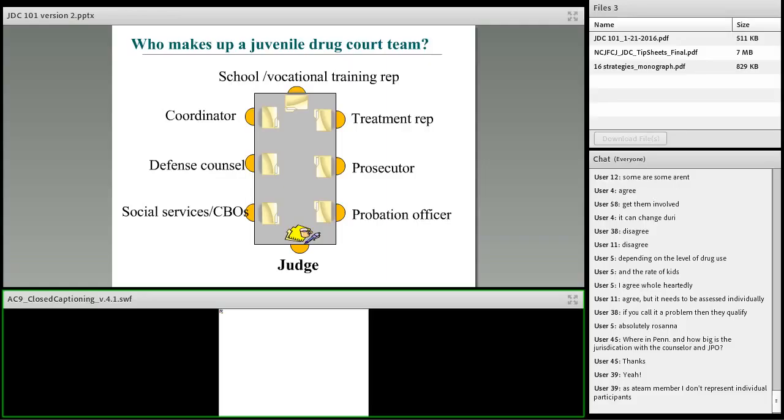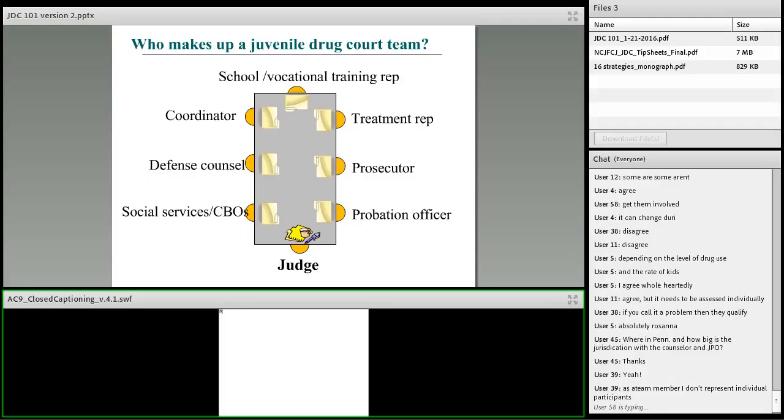The treatment representative is the person who comes to drug court from the treatment provider to talk about rehabilitative therapy sessions, any drug screening, case management, and monitoring of the JDC participants, and really educating the team about treatment. It can be hard for courts to have every single counselor who works with the kids come to court, and so oftentimes the treatment representative has to gather all of that information and bring it to the table.